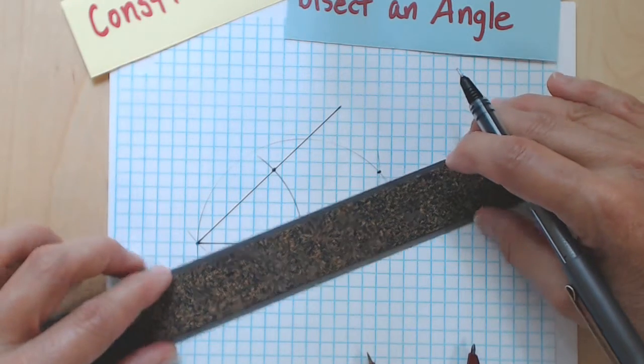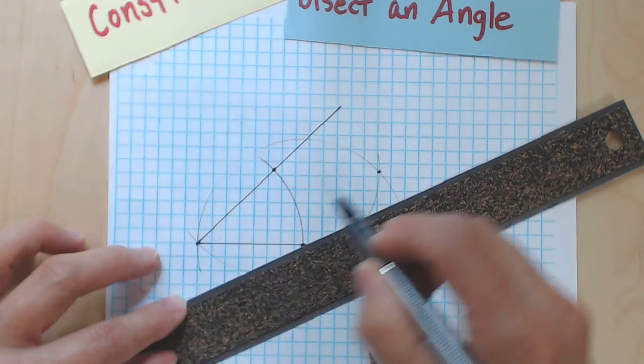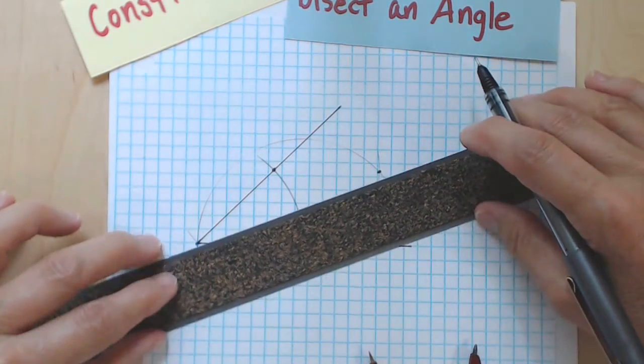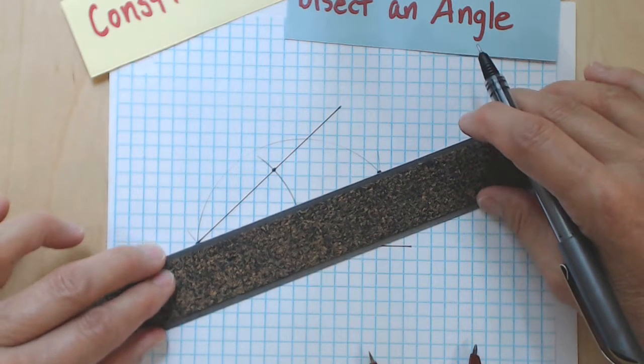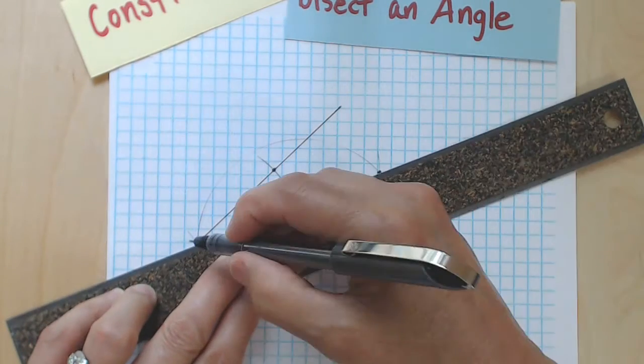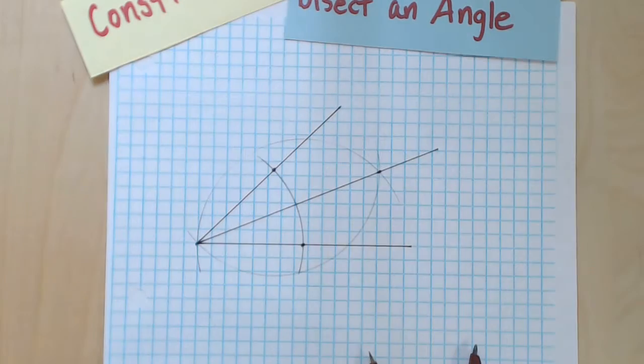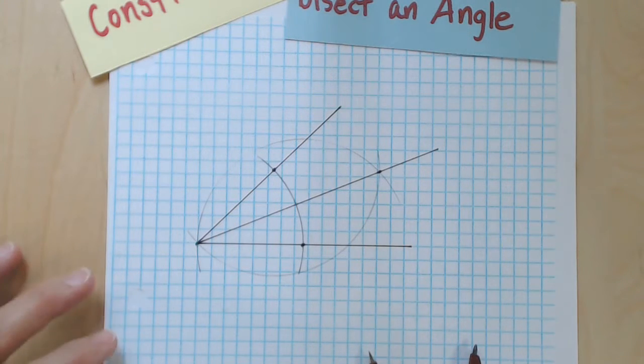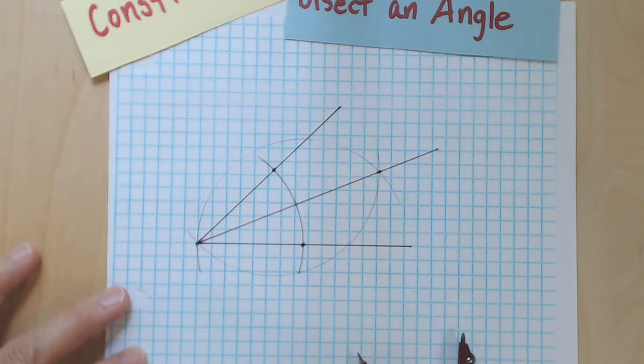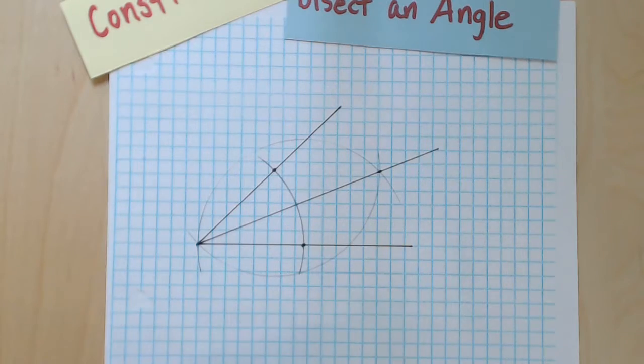And it's these two points of intersection. There's the first point, there's the second point. It's these two points of intersection that we want to line up and connect with our straight edge. So if I line this up and connect it, you can see then that our original 45-degree angle has been divided into two equal or congruent angles.